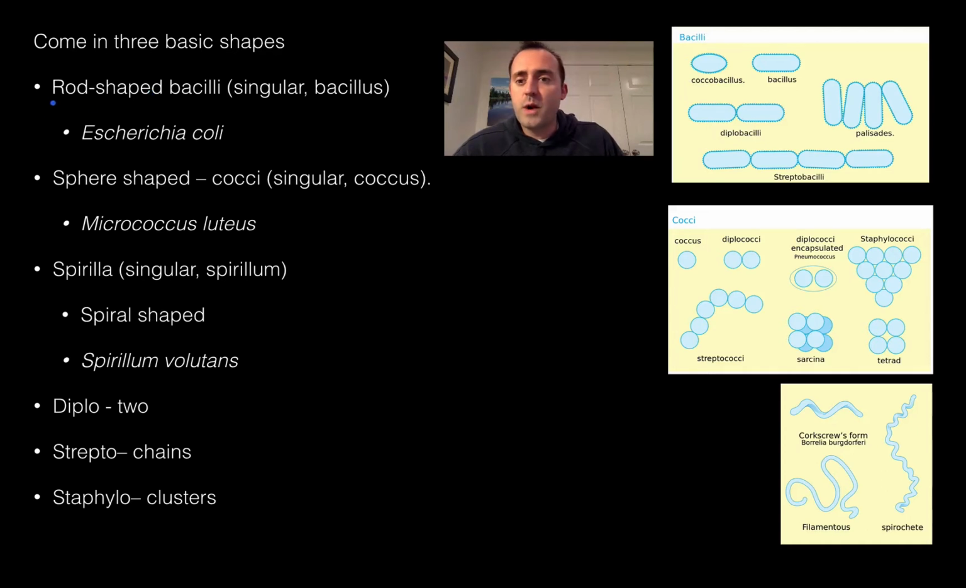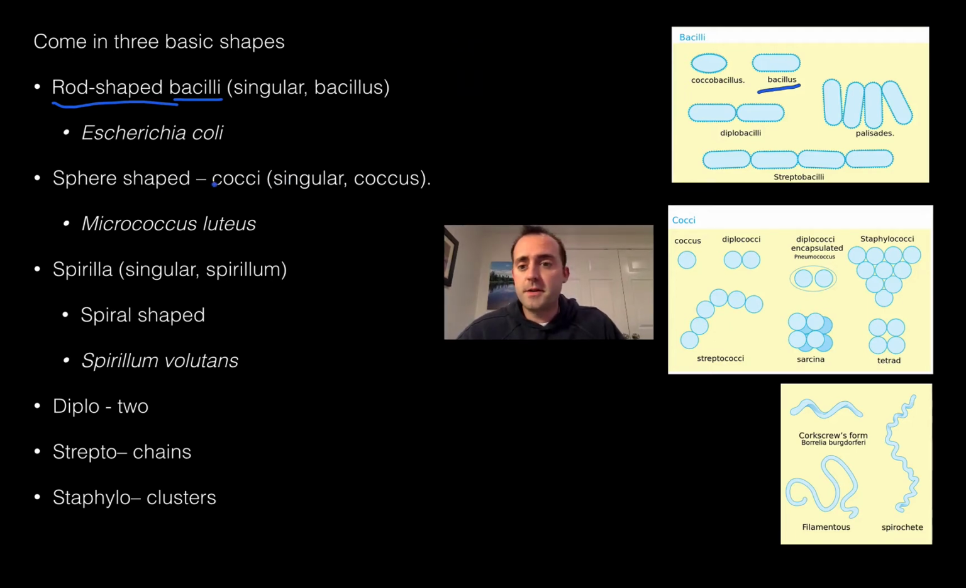The first shape is a rod-shaped bacteria, which we use the word bacilli to describe. Singular would be bacillus. For example, E. coli is a bacillus bacteria. If you look over here we have a single bacillus, this rod-shaped bacteria. Another shape of bacteria is sphere-shaped, which we call cocci, or singular would be a coccus bacteria, like Micrococcus luteus is a coccus or a spherical-shaped bacteria. If you look over here, they're basically a circle-shaped bacteria.